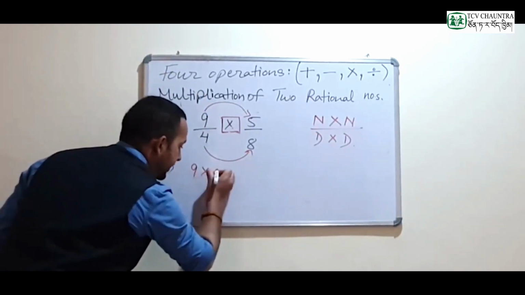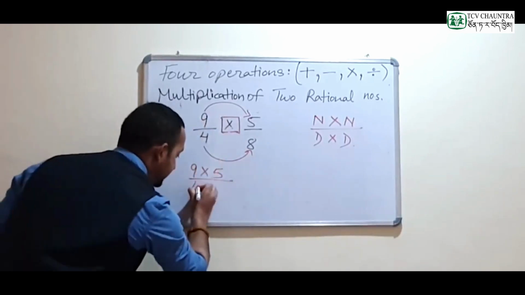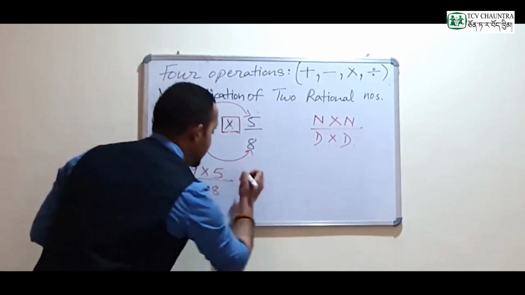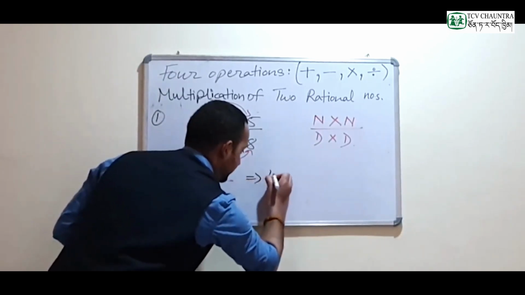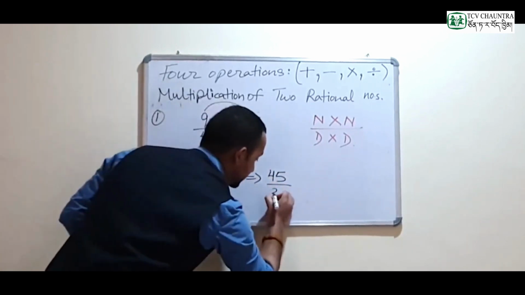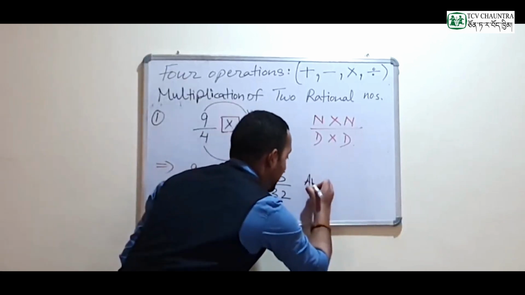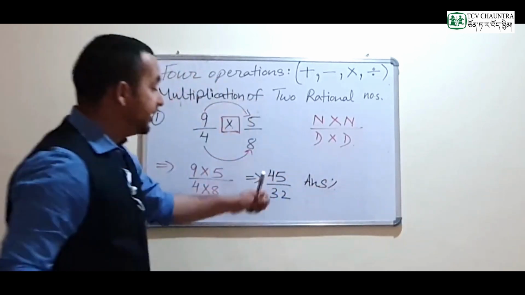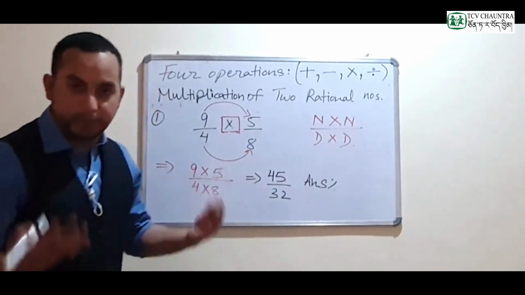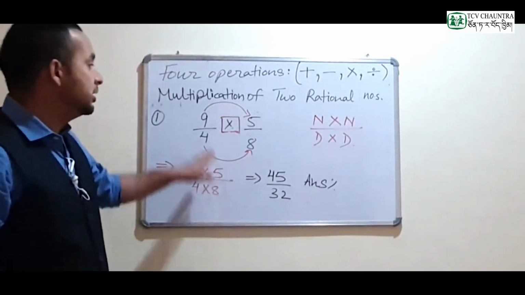So when we multiply 9 with 5, numerator with the numerator, and denominator with the denominator, our product is 9 5s are 45 and 4 8s are 32. Again, your answer is 45 upon 32 and again it is in the form of a rational number, P by Q form. It is a positive rational number.